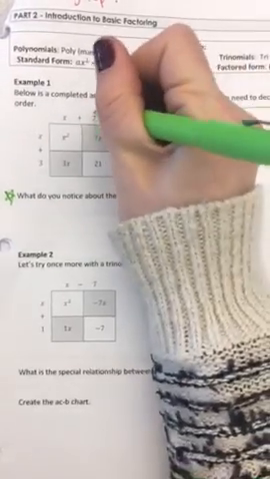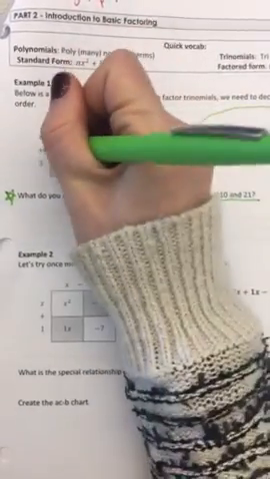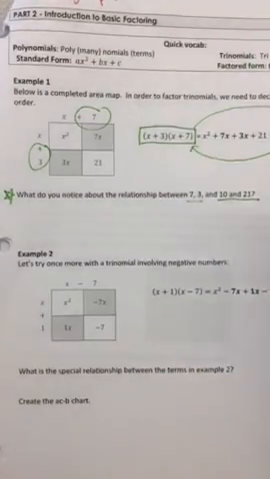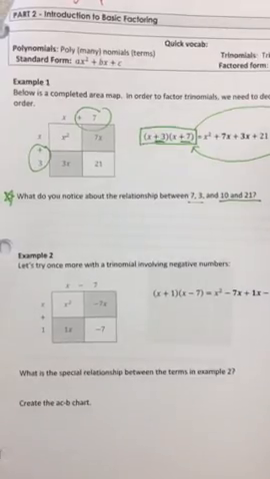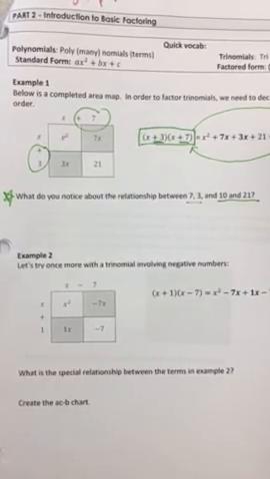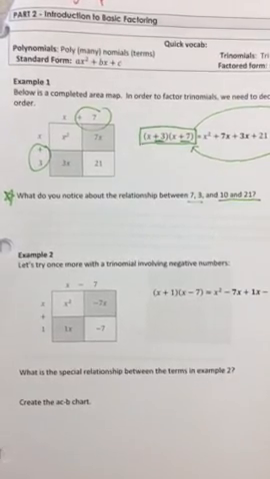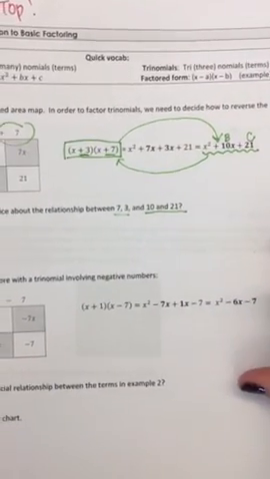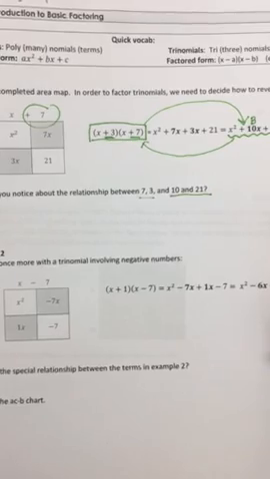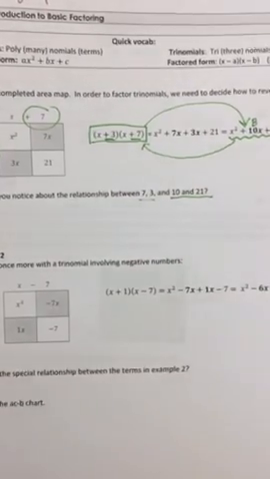What do you notice about the relationship between 7 and 3, and your final 10, the B, and 21, the C? B and C. Take a minute, write down a complete sentence. My hint might be, what's 7 plus 3?